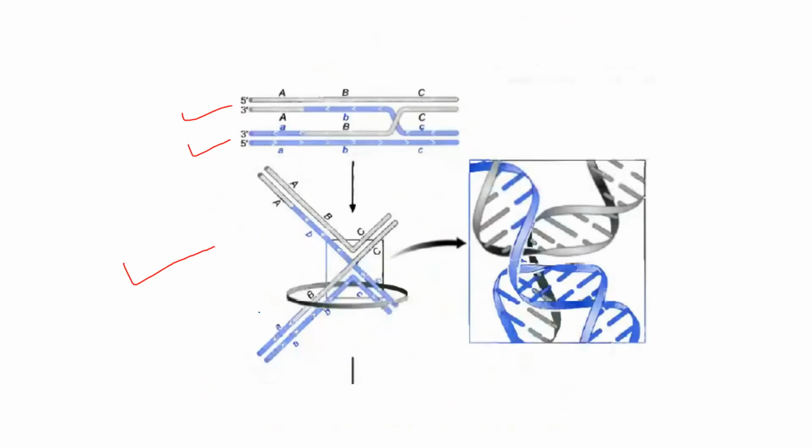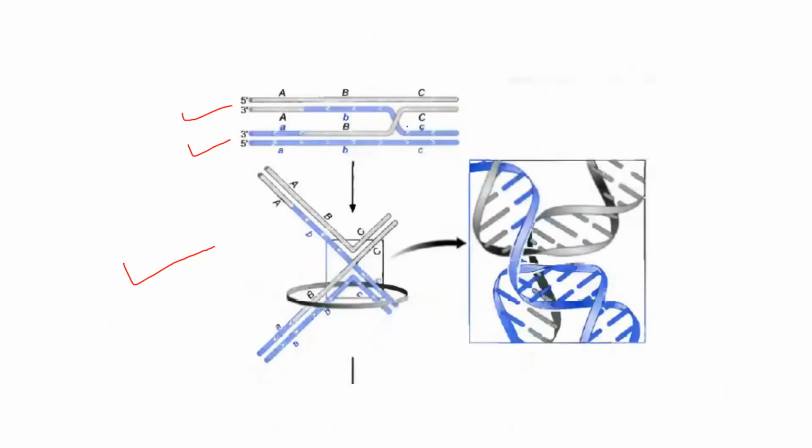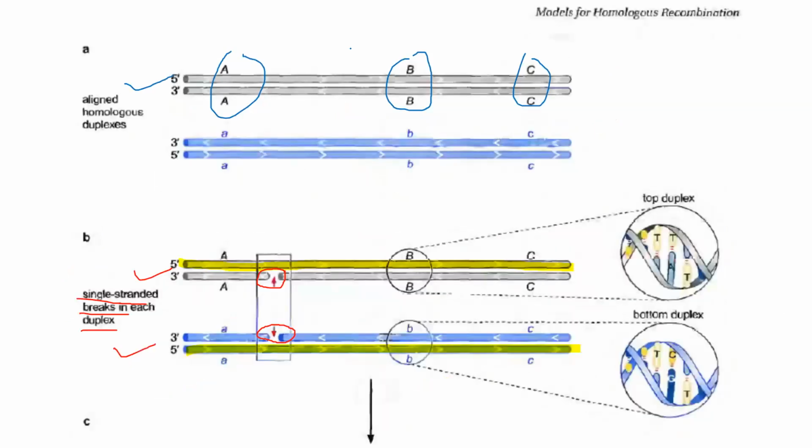If I take you back to the first step when these two DNA molecules were aligned, you can see one of the DNA molecules, which is highlighted gray in color, has all dominant alleles, capital A, capital B, capital C. And the other one has all recessive alleles, you can say, small a, small b, and small c.